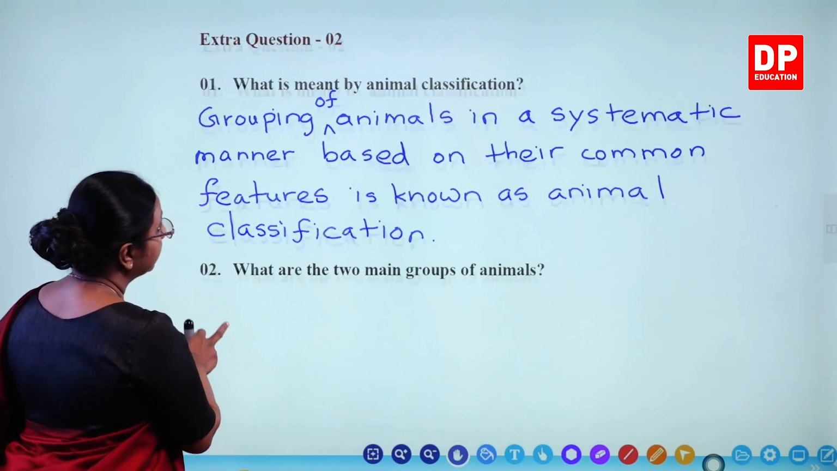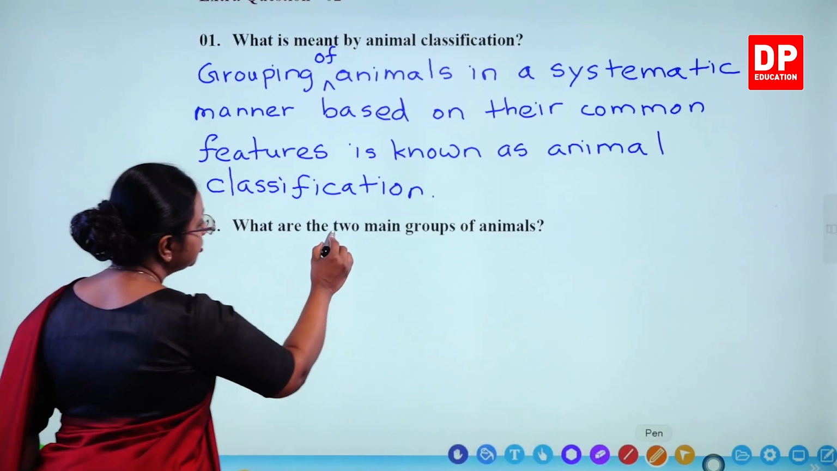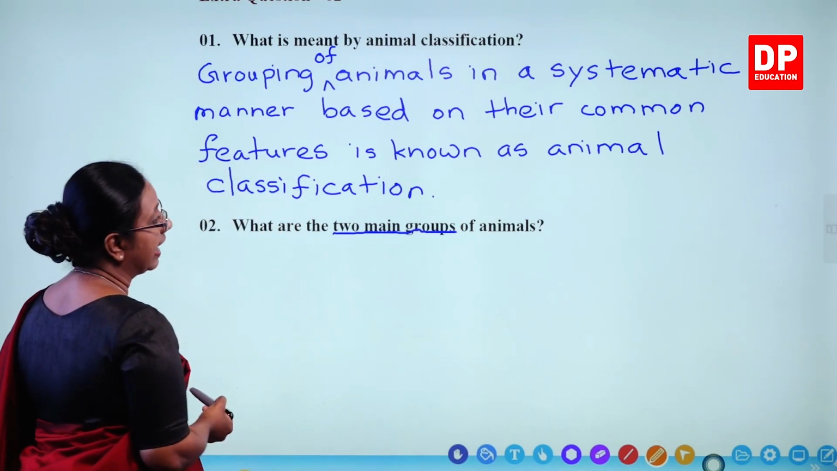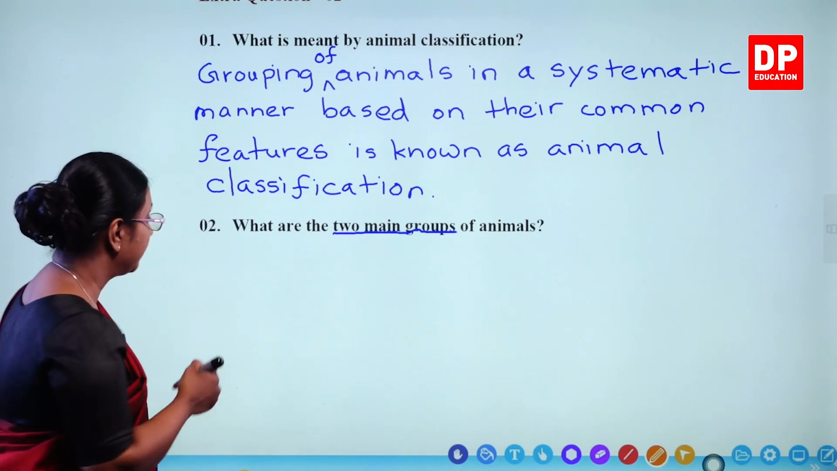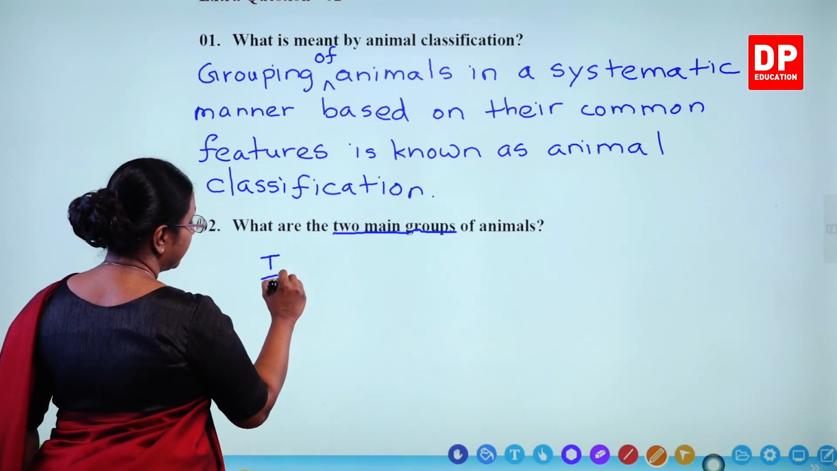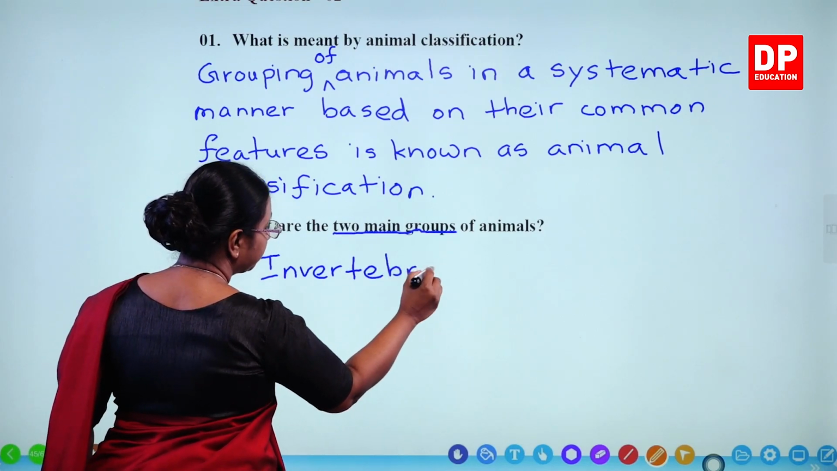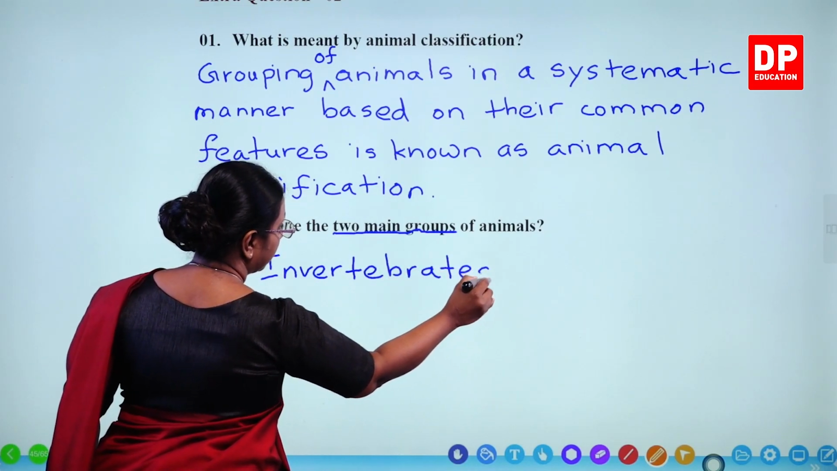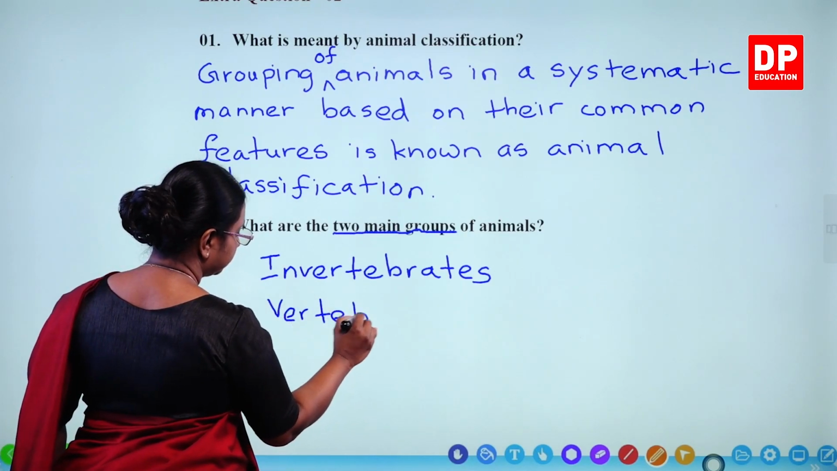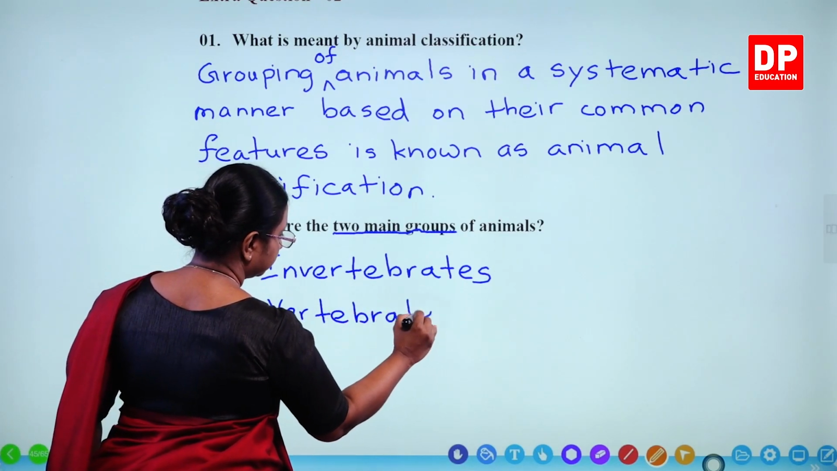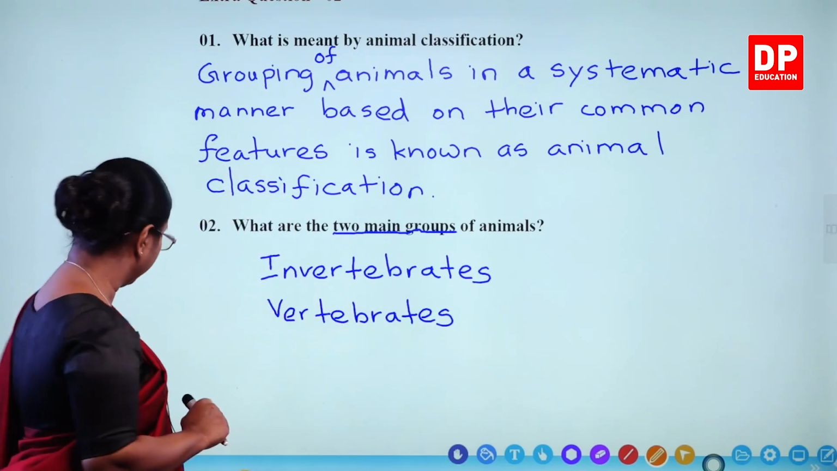Then the second one. What are the two main groups of animals? Invertebrates and vertebrates. There is no confusion there, no. Invertebrates and vertebrates, the two main groups.